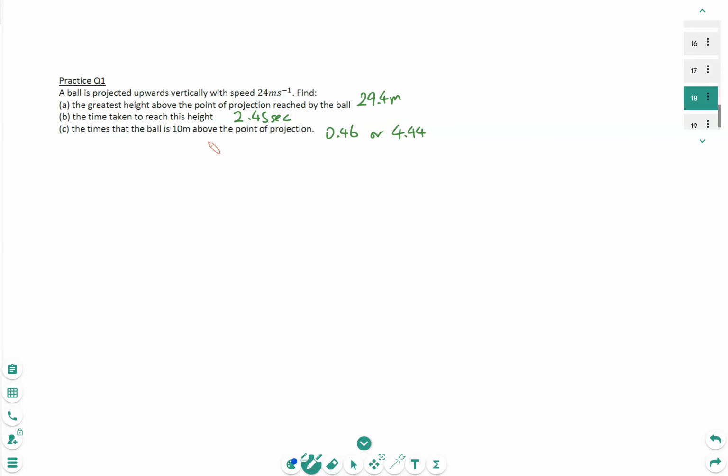I just want to have a quick go at question C. This time C is asking you for the times the ball is 10 meters above the point of projection. So you don't have to subtract them, because they want you to find the exact time it crosses the point. They're not asking you for the time that has been spent. Actually, I think there was a typo in this question. It should be: find the times the ball is 10 meters above the point. So it's 0.46 and 4.44.